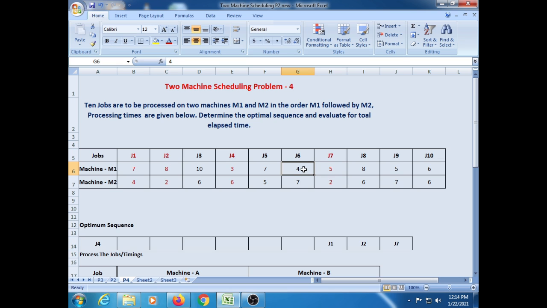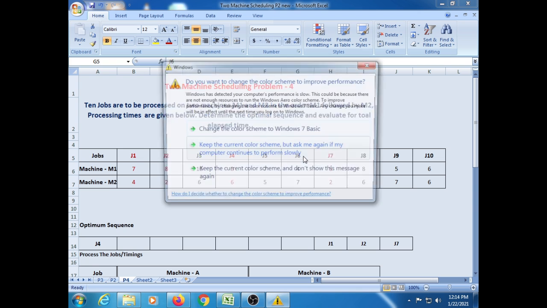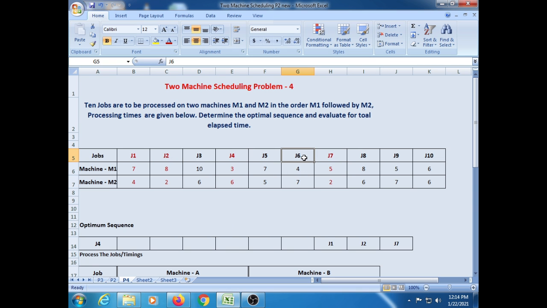Next this 4 we have to take, because now 4 is the lowest processing time. So here we have to place the job 6 in the optimum sequence. This 4 is relating to the machine 1, then we have to place the job from left to right in the sequence. Already we have job 4, after that we have to place the job 6. I just change the color.